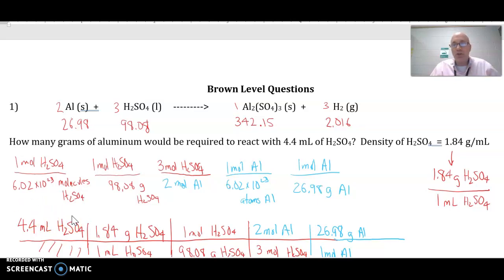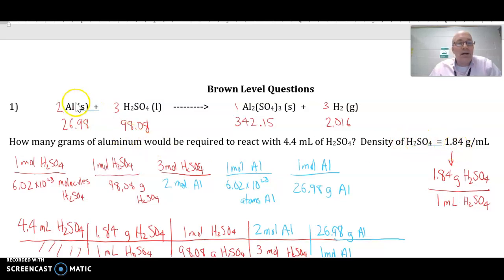Just because at this point you should be a little bit more proficient in how to set up the crossbars. The first problem here, I'm going to go through it step by step. The first question said, how many grams of aluminum would be required to react with 4.4 milliliters of H2SO4, and it gives the density of this chemical right here, which is called sulfuric acid.